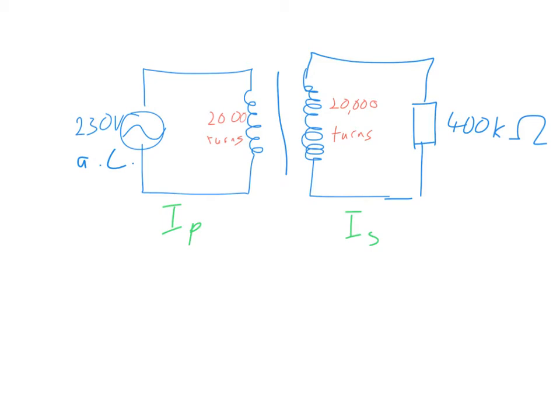So a good place to start is try and see what we can figure out, and that would probably be the voltage across the secondary coil. So again, we can use this formula here. The ratio between the voltages will be the same as the ratio of the number of coils.